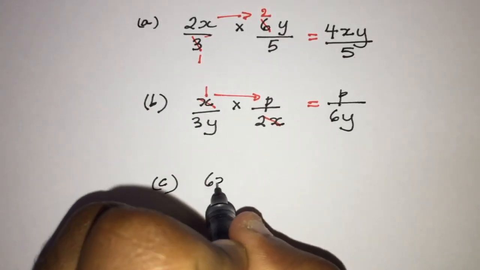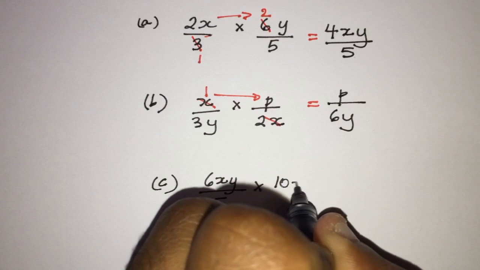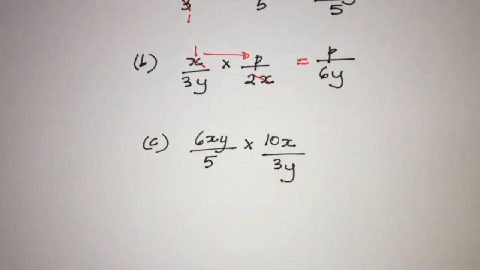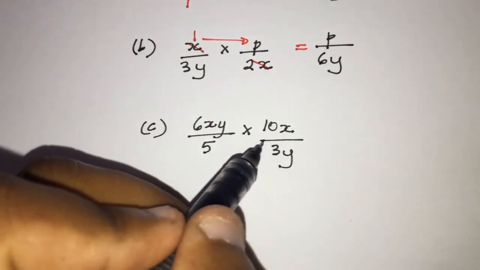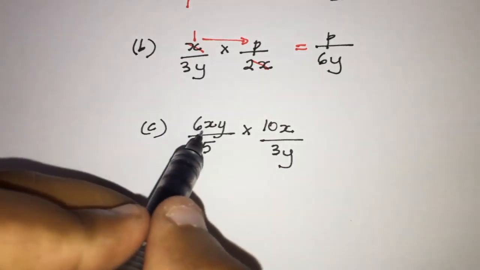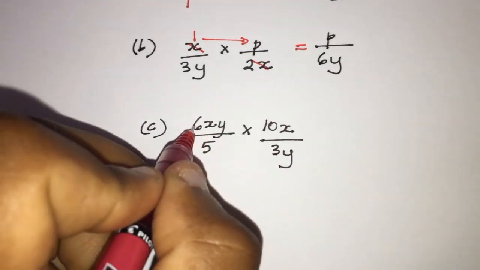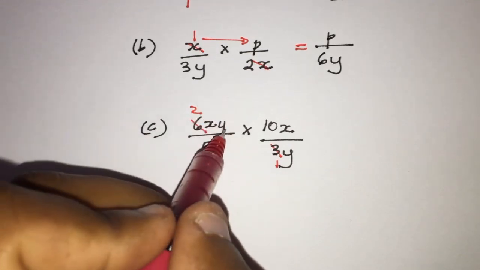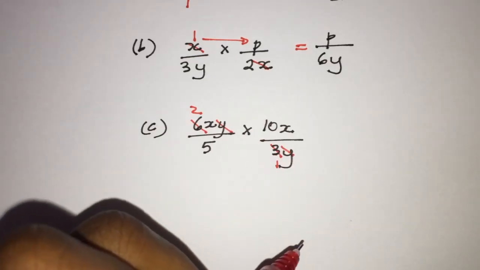We're going to work with 6xy over 5 multiplied by 10x over 3y. Let's do the vertical check. Nothing common here and here. Let's look here. Nothing common here or here either. So we're going to have to go diagonal. So look, 6 and 3. I know 3 can go into both those numbers. So 3 into 6 goes 2 times. And 3 into 3 goes 1. And look at that. There's this y and this y. 1 y in the numerator, 1 y in the denominator.